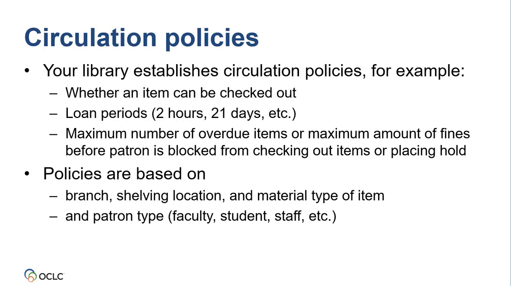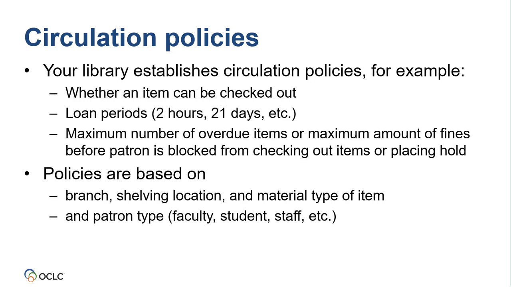We'll discuss how overrides work in a minute, but first we need to talk about why overrides may be necessary. Your library configures circulation policies that control, for example, whether a specific item can be checked out, and if so, what the loan period will be, such as 2 hours, 3 days, 4 weeks, or until the end of the semester. Policies also specify the maximum number of overdue items, or maximum amount of fines, before a patron is blocked from checking out items or placing a hold.